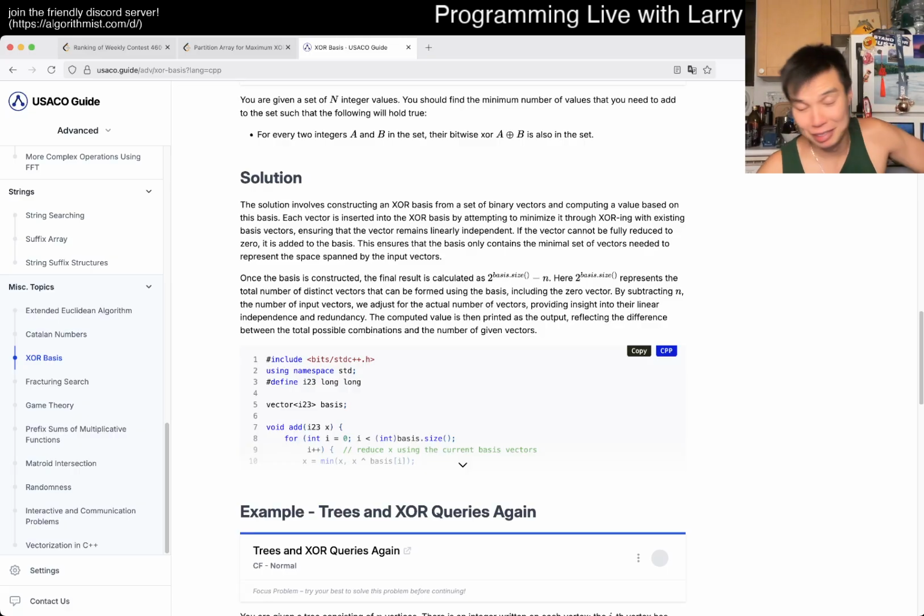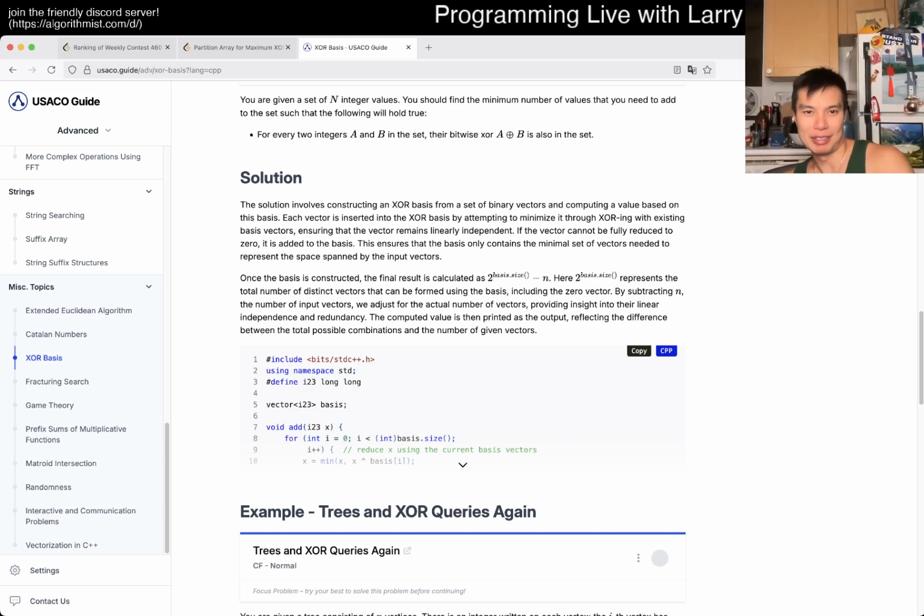Alright. It's too late in the day for me to have to read this, but okay. Each vector is minimized through XORing with existing ones. Minimizing it, I don't know what that means necessarily. Each vector is inserted into the XOR basis by it.